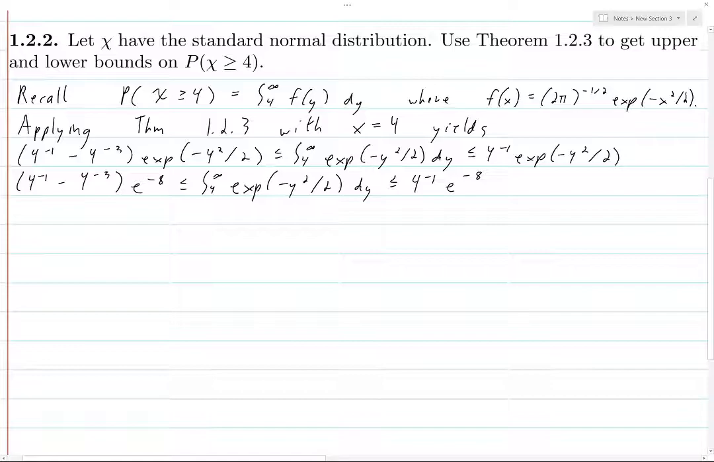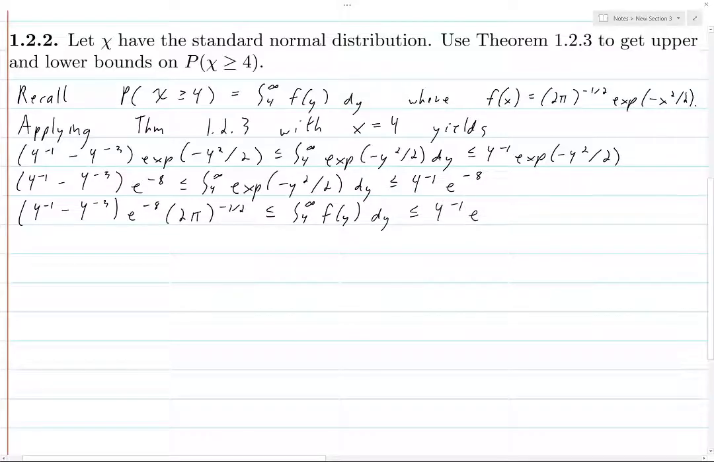And now, in order for this to be the probability that chi is greater than or equal to 4, we need the integral of f of y, and not just the exponential of minus y squared over 2. So we need to multiply by 2 pi to the minus 1/2. And so what we end up with is we get 4 to the minus 1 minus 4 to the minus 3 times e to the minus 8 times 2 pi to the minus 1/2 is less than or equal to the integral from 4 to infinity. And now we've actually got the function f of y dy, which is less than or equal to 4 inverse e to the minus 8 times 2 pi to the minus 1/2.